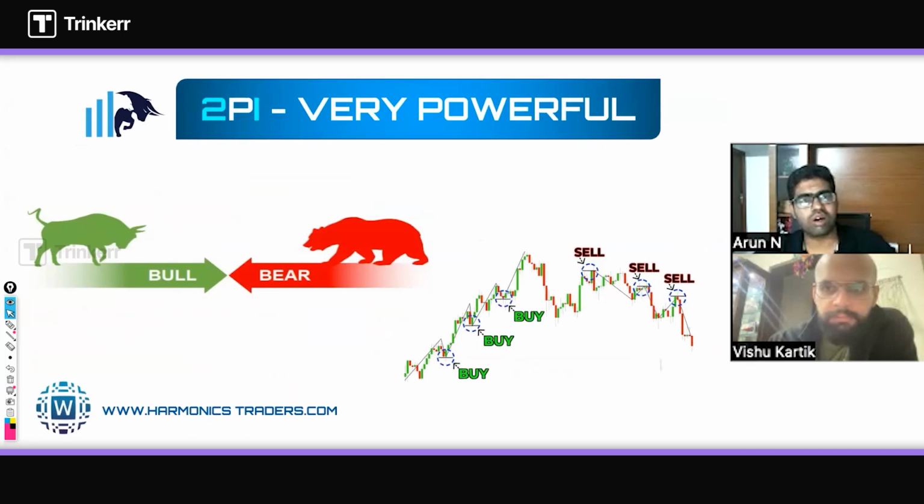Now coming to the next one. I was saying that option sellers could give preference to 2 pi. Why is 2 pi very powerful? The chances of 2 pi coming are less, and the success rate is high. Any query so far with this pi?